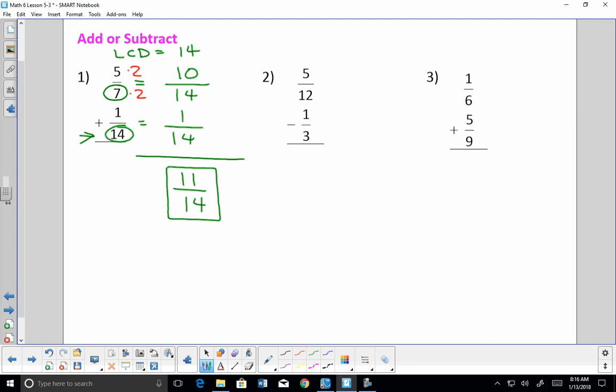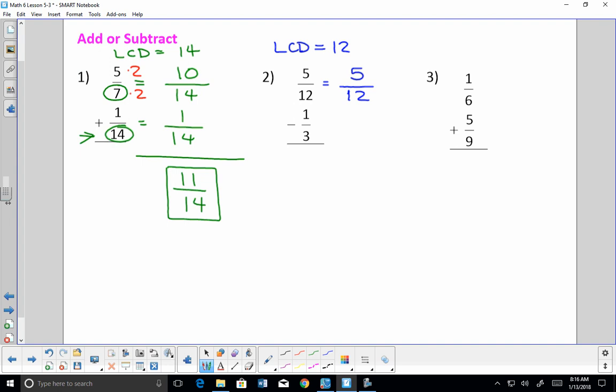Looking at number 2 here, I have 5/12 minus 1/3. I'm looking at this going, my largest number is 12. Does 3 divide evenly into 12? Yes, it does. That means my least common denominator is 12. Since my least common denominator is 12, I can leave 5/12 as 5/12.